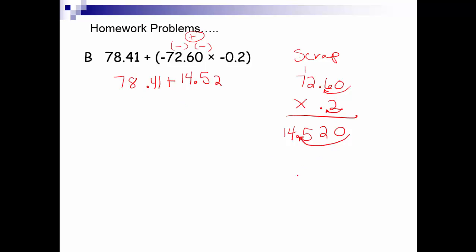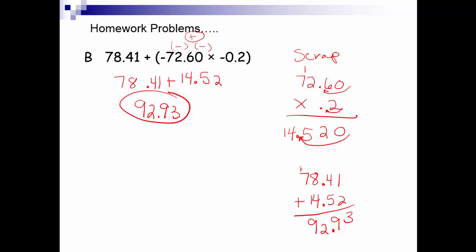We're going to go ahead and add those. Again, my scrap work off to the side: 78.41 plus 14.52. You'll remember when we add, we must line up our decimal points. Again, these are all positive, which makes our lives a little bit easier. 1 plus 2 is 3. 4 plus 5 is 9. 8 and 4 is 12. 7, 8. So that looks like 92.93. Keep in mind, when you line up that decimal point, you bring that right down. So that's 92.93. Let's hope I haven't made any little errors.